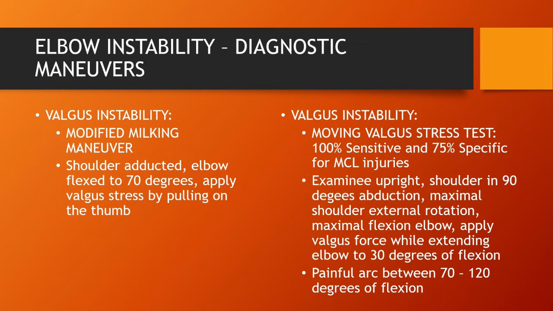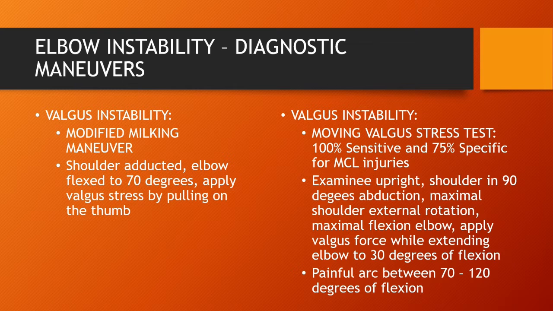So with this maneuver, you're assessing for reproduction of the examinee's symptoms at various positions throughout the elbow range of motion. Certain portions of the range of motion may not reproduce the examinee's symptoms, whereas the symptoms may be reproduced in a different portion of the range of motion. So this one assesses for instability throughout the range of motion between elbow flexion and elbow extension. Okay, so those are some valgus instability tests.